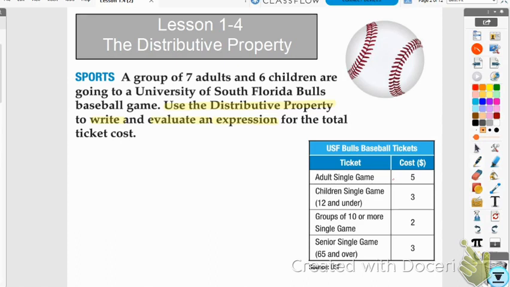But if you look here, the chart tells us the cost of different types of tickets. An adult single ticket is $5, children single game 12 and under are $3, groups of 10 or more for a single game are $2, and seniors single game 65 and over cost $3.